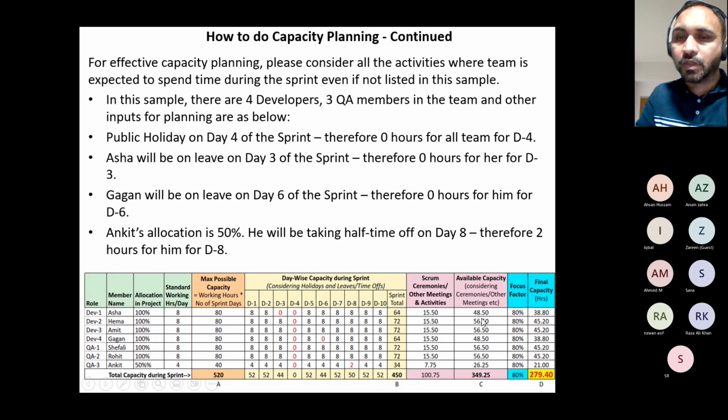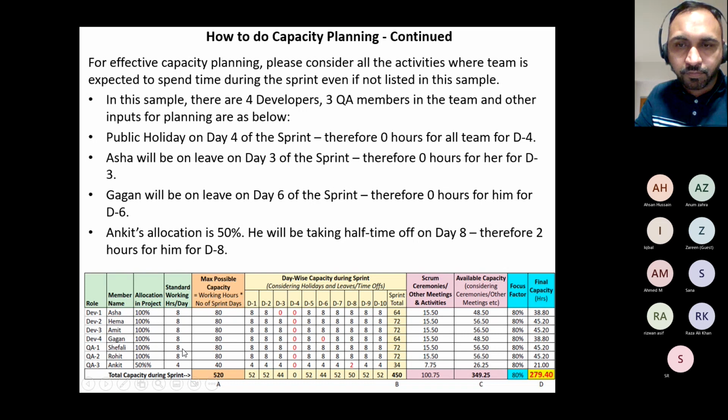Focus factor. So in this 48.5, they're not sitting at the desk every time, right? Not all 48.5 hours. They're human beings. They go on coffee breaks, quick breaks, restroom breaks, all those things. So for focus factor, we allocated 80%. Some companies even do less, even 70%, because they know people get distracted, right? So what do we do? 48.5 times 0.8 is 38.5. That is the final capacity of this individual, 38.5 for that sprint.